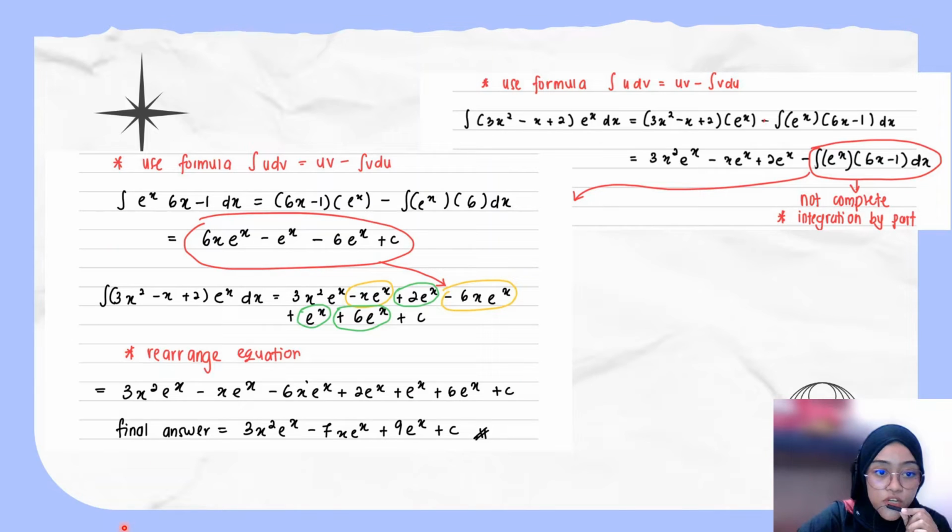So the 3 here will never change, so it will become 3x squared e^x, and here the negative x e^x will minus with 6x e^x, and we will get 7x e^x, and here 2e^x plus e^x plus 6e^x, after we total this up, we will get 9e^x plus C. This is the final answer for this question B.